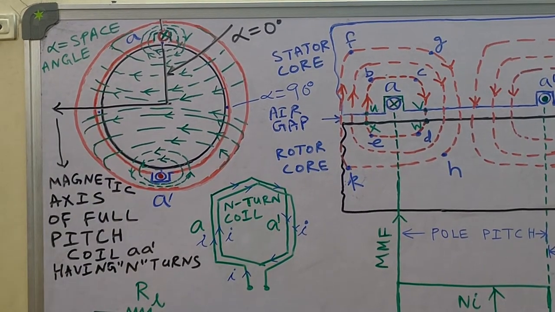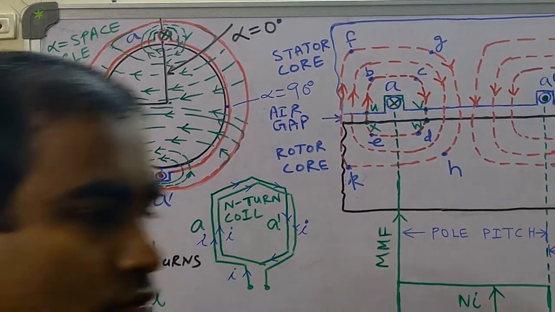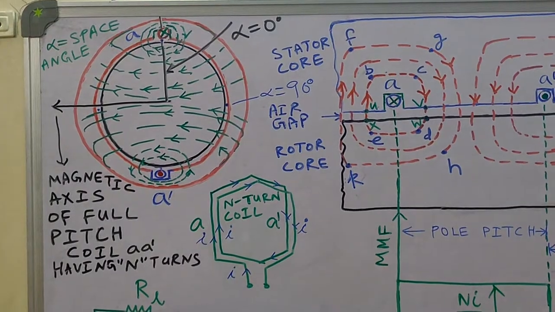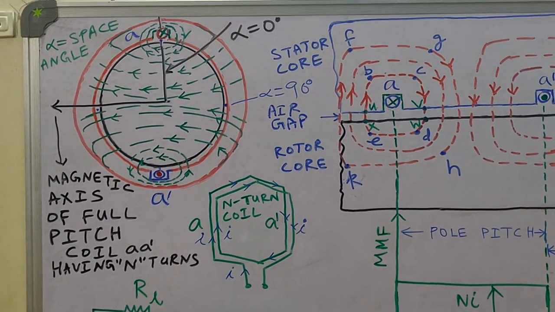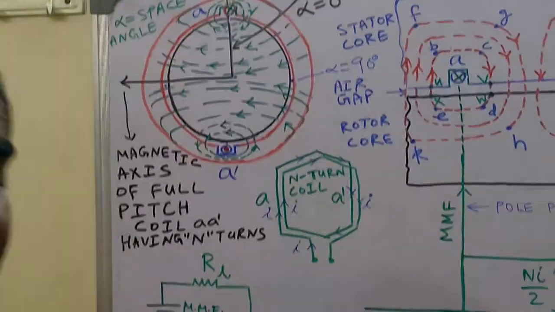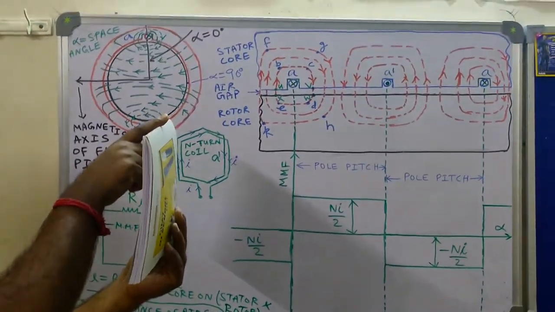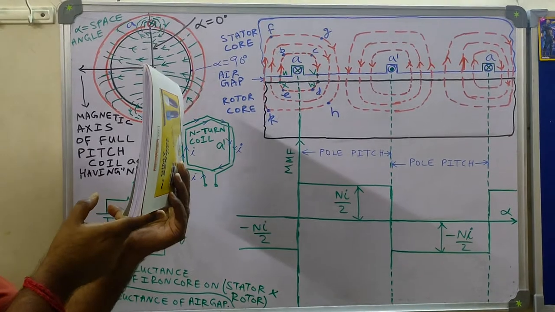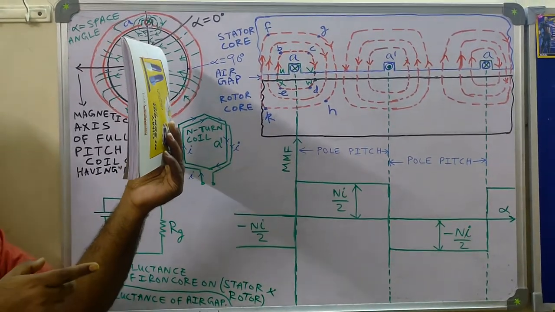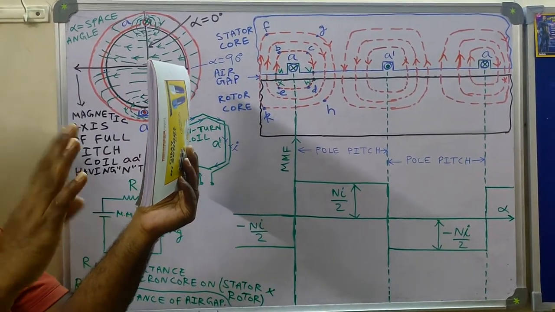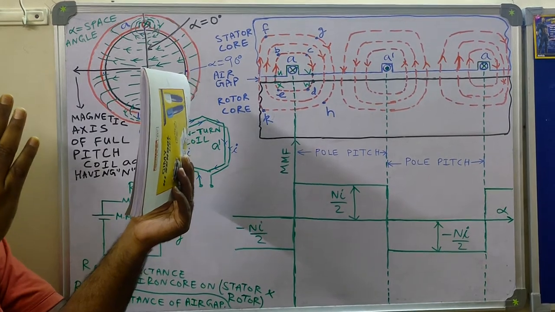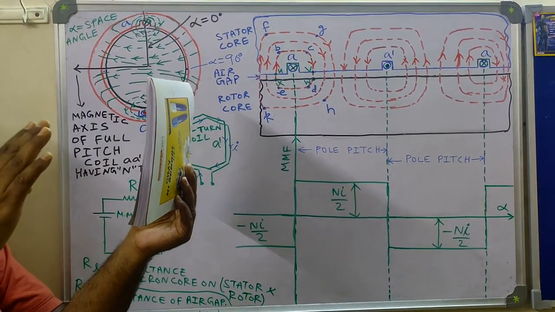Simply, you can also use this right hand rule. Let me tell you, let us assume that this is a coil. Let's say this is coil side A and this is coil side A dash. What you have to do is make sure that the four fingers of the right hand are always directed along the direction of current.